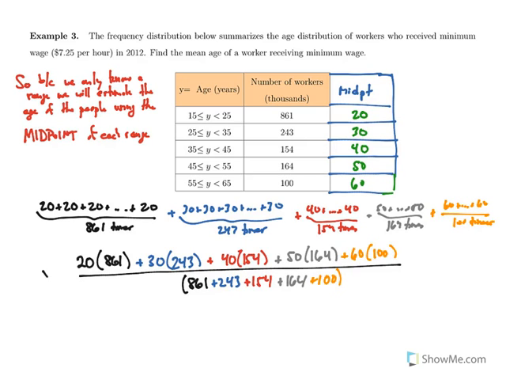The bottom here is going to be our average. The bottom here is going to be 1522. And if we add up the top, we're going to get 44,870 divided by the 1522, which will give us about 29.48. This is the average age.